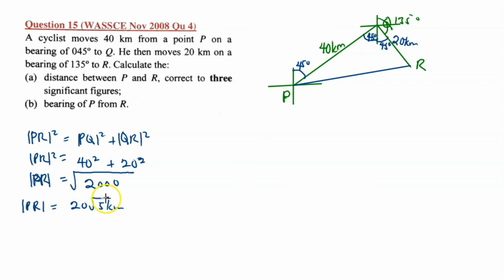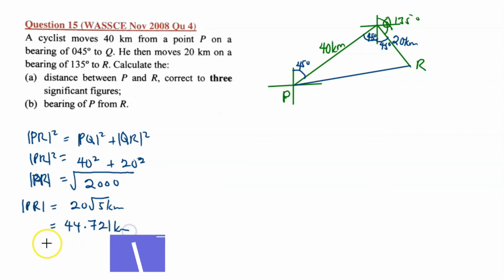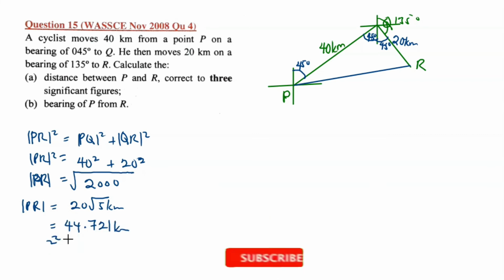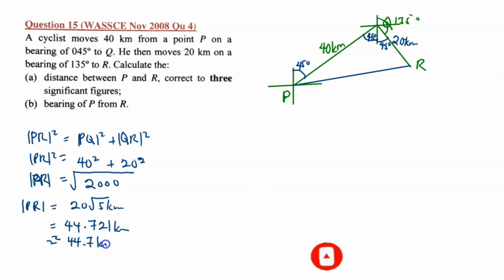But we are asked to leave the answer to 3 significant figures. So when we change it to decimals, we are getting 44.721 kilometers. But to 3 significant figures, that will be 44.7 kilometers. That is 3SF, 3 significant figures. So we are done finding the distance between P and R.